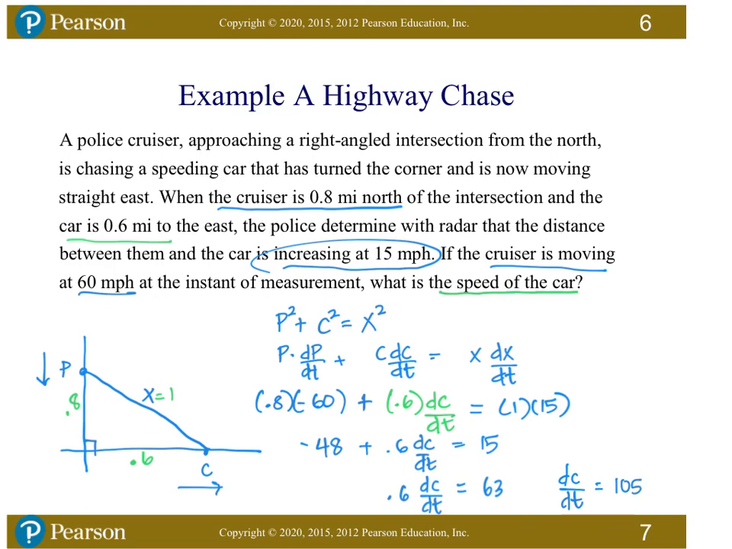And the units on that are miles per hour. So this car is really speeding in their effort to get away from the police officers at this point. The police officers are only going 60 miles per hour, but the car they're chasing is going 105. The police are really going to have to step on it or call in some backup, because otherwise they'll never catch them.